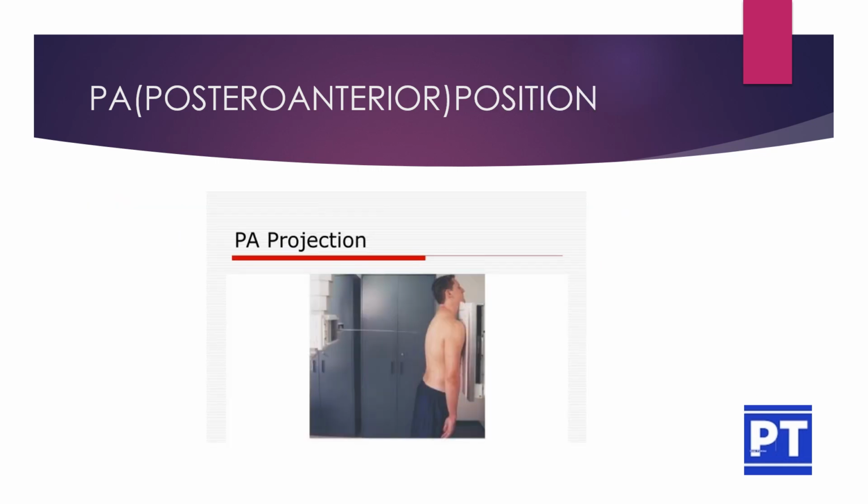This is the image showing a PA projection. It is clear that we can see the X-ray tube and the ray is coming and falling on the patient's posterior aspect, and the image receptor is on the patient's anterior aspect. So simply we call this projection posterior projection.